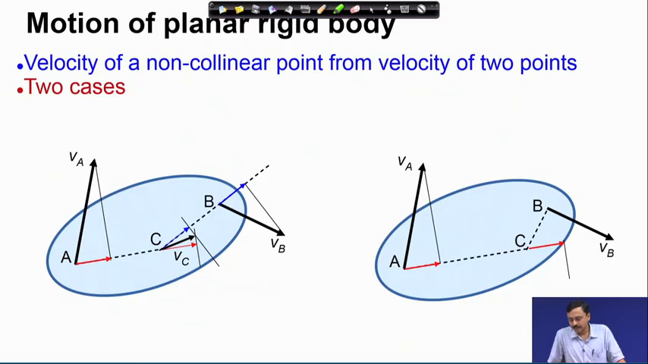Now, how to find the velocity of point C? I drop perpendiculars onto this red vector and the 0 vector through point C. For the 0 vector through point C along CB, I drop a perpendicular, that means it will pass through C perpendicular to CB. The intersection of these two perpendiculars must be VC, and you can very easily check that the projection of VC along AC is the red vector and the projection of VC along CB is 0.